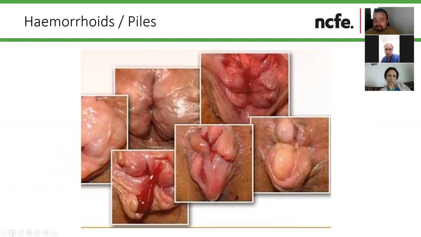Obviously hemorrhoids and piles. Hemorrhoids and piles are pockets of tissue that fill up with blood where we're straining or pushing, or we're wiping too hard and we cause tissue damage and it fills up. And obviously when we wipe, we see blood. All of that is treatable and all of that is preventable.